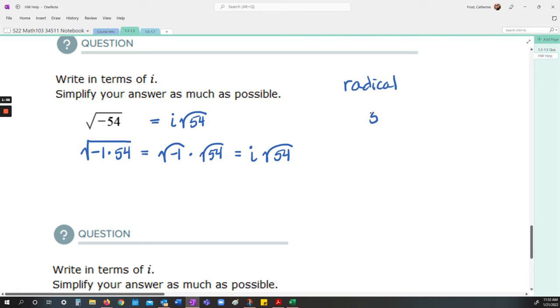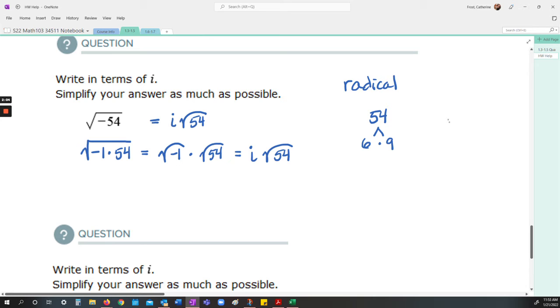So 54, you might have to think about it and play around with your calculator, but it is 6 times 9. It's also a bunch of other things, right? 2 times 27, 3 times something, 18. But 9 is the only and the largest, therefore, perfect square number that goes into 54.